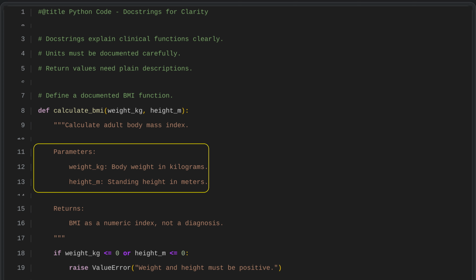The parameters section of a docstring explains what inputs a function expects. Here it states that body weight should be given in kilograms and standing height in meters, helping users provide the right values for the calculation.